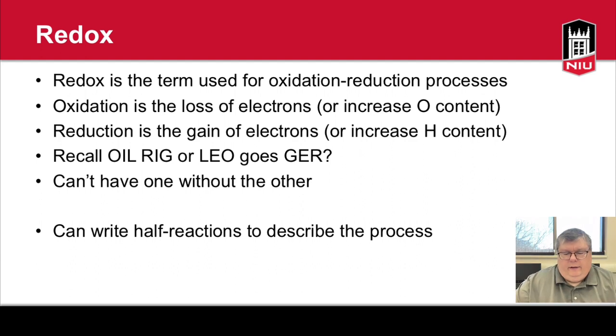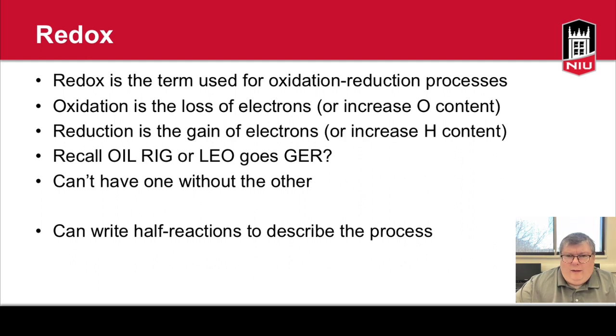Oxidation is the loss of electrons or increase in oxygen content. Reduction is the gain of electrons or increase in hydrogen content. Recall from previous videos, OIL RIG or LEO goes GER. Oxidation is loss, reduction is gain, OIL RIG, or lose electrons oxidation, gain electrons reduction, LEO goes GER.